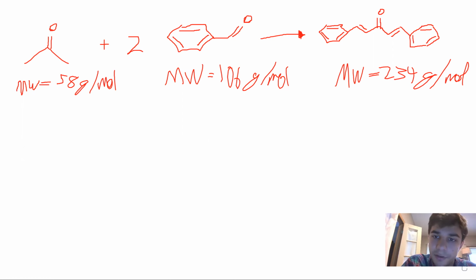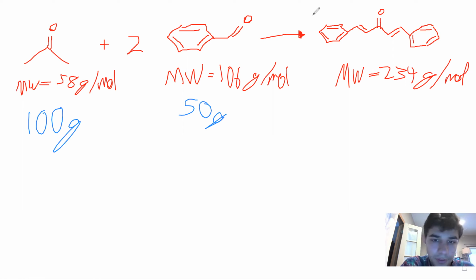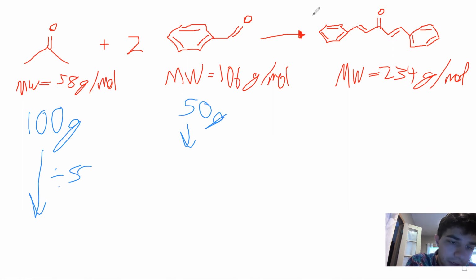Let me change the color here. Let's say we had 50 grams of benzaldehyde and 100 grams of acetone. The first thing you need to do is convert both of those to moles. So let's see. If you take 100 divided by 58, and this one you divide by 106.